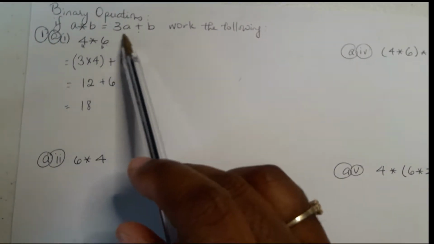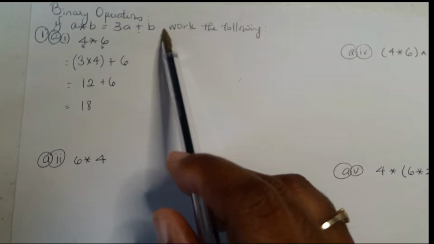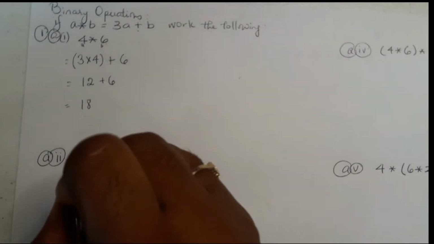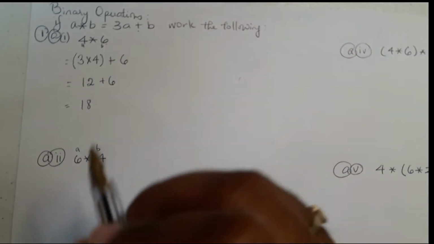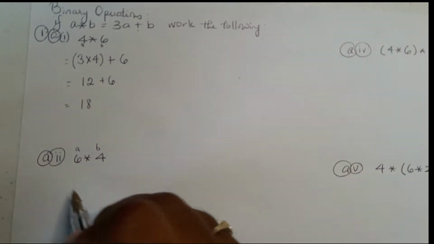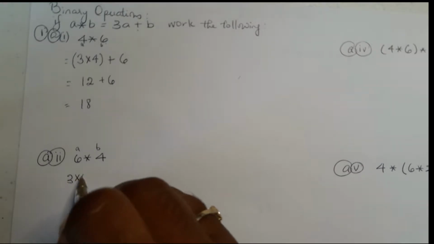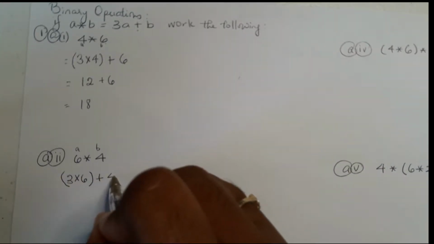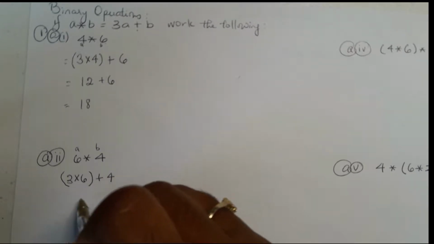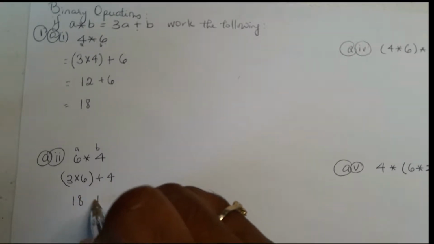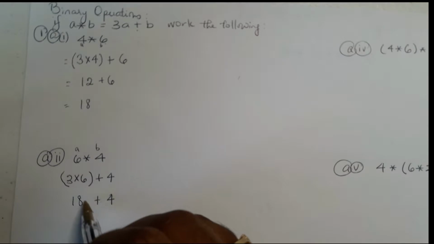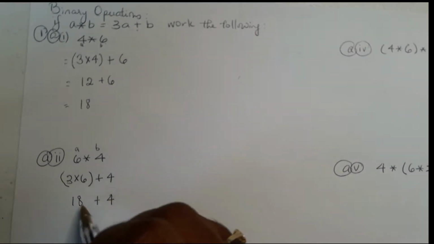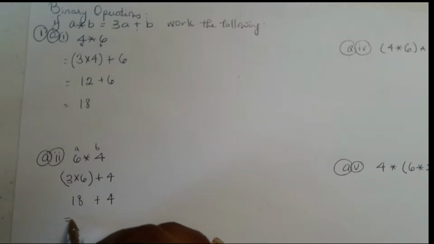Using the same operation they want you to carry out, we're going to use it for this. And we can label again A, B. So wherever A is, we're going to multiply it by 3. So instead 3 times 6 plus 4. 3 times 6 is 18, and we're going to add 4. And that will give us 22, because 8 plus 4 is 12, carry the 1, you get 22.